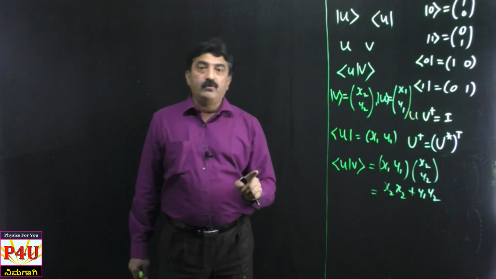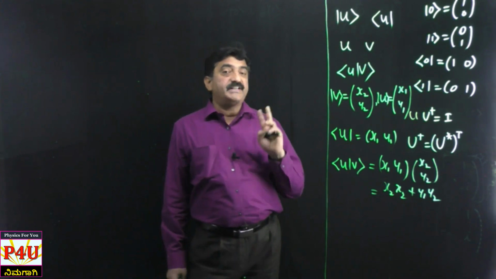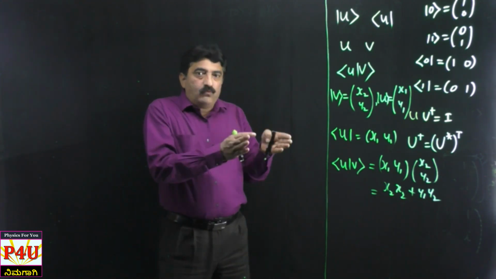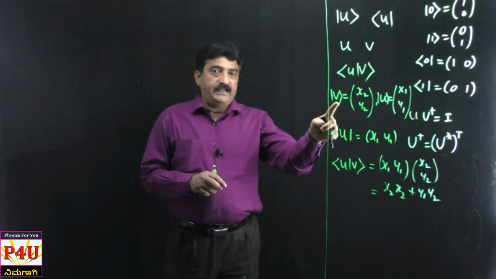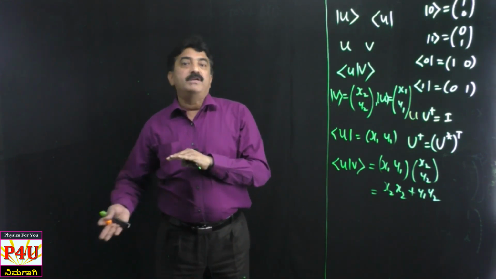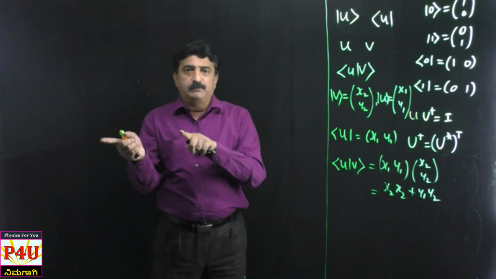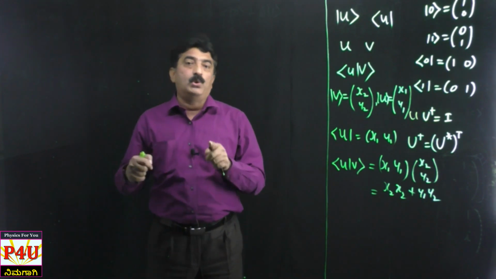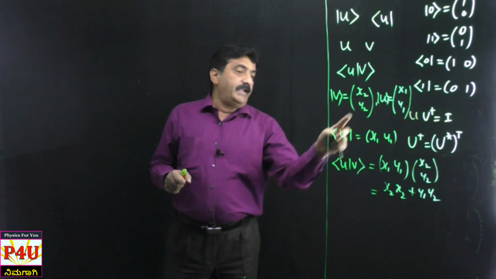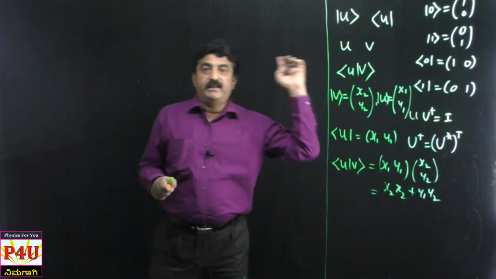So how do you find the inner product of two vectors or two states? Retain one state as it is, like v as it is. For the other one you take the Hermitian. If there are no complex numbers, it is only a transpose. That means you convert that ket into a bra, and then multiply, and you will get the number.